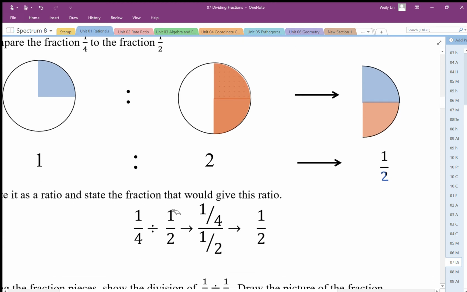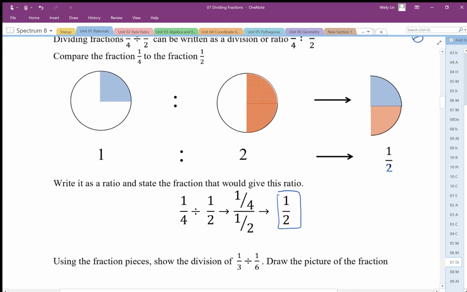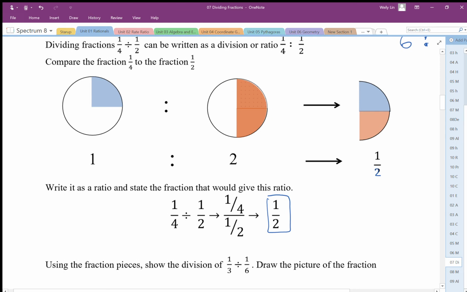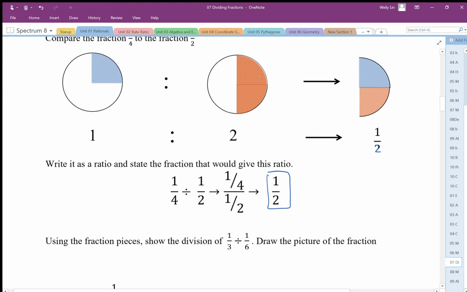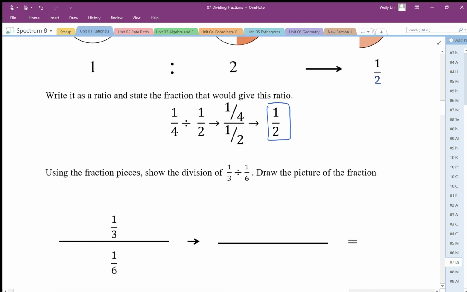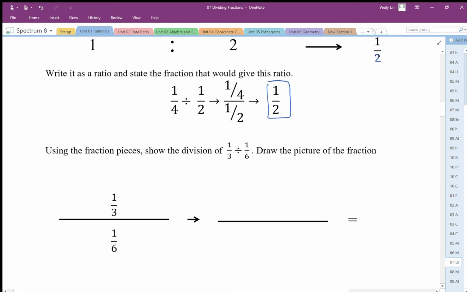1/4 divided by 1/2 can be written as a fraction like this. A 1/4 fraction compared to a 1/2 fraction, we can say, is a 1 to 2 ratio, or the answer is 1/2. Okay, so divide as a ratio is a very good method to visualize what this division actually means. Okay, so we can do this with fraction pieces, and we can do this visually.